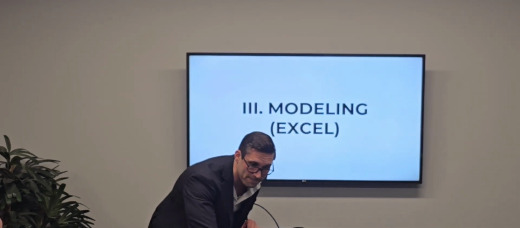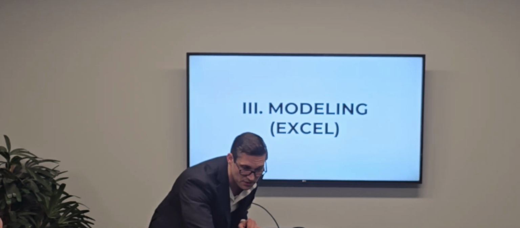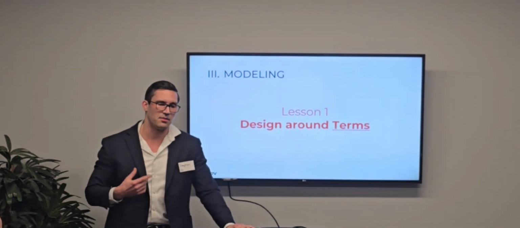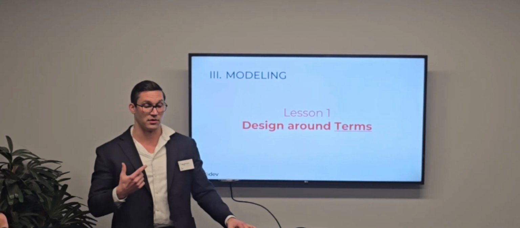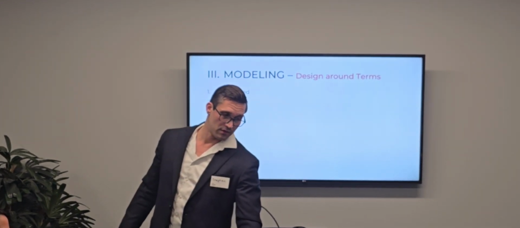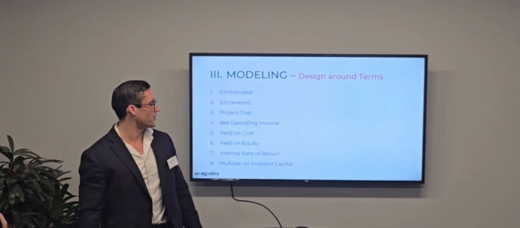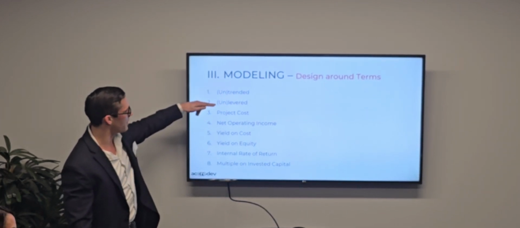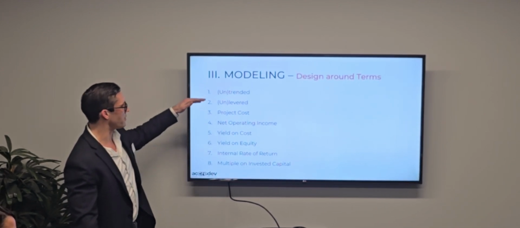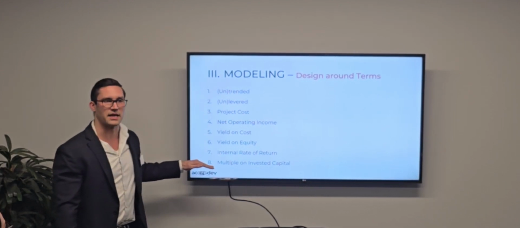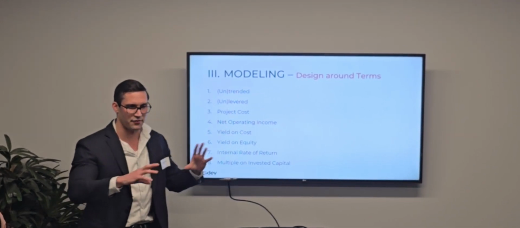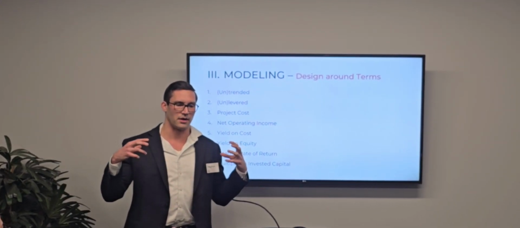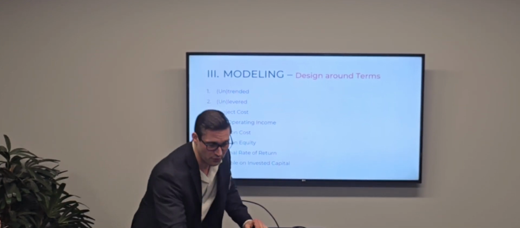Okay, so to the real meat of this presentation, the modeling piece. Lesson number 1 here is design the model and the underwriting process around the terms that we just covered, right? You want to have all 8 of those terms baked into the underwriting. And these talk to one another, right? You're going to have an unlevered net operating income, you're going to have an unlevered yield on cost, etc. You're going to have an unlevered multiple on invested capital. So I could make a matrix here that would not be fun to look at, but if you have your head wrapped around each of these 8 concepts, by the time you're building your model, I think you're going to be on much better footing, because you're going to know how to focus on the results.